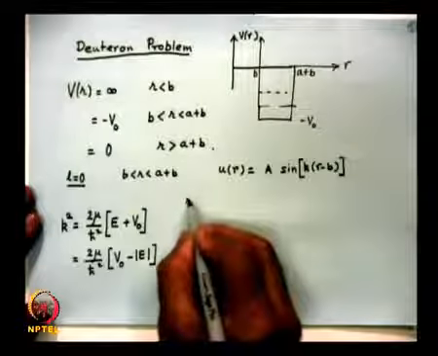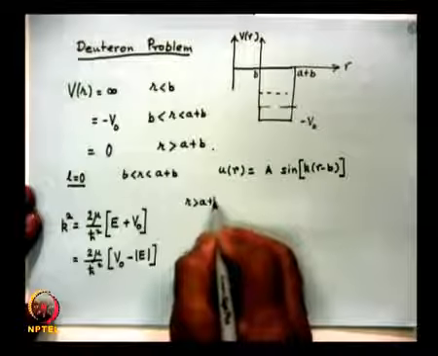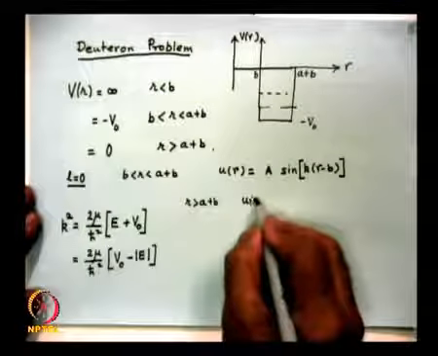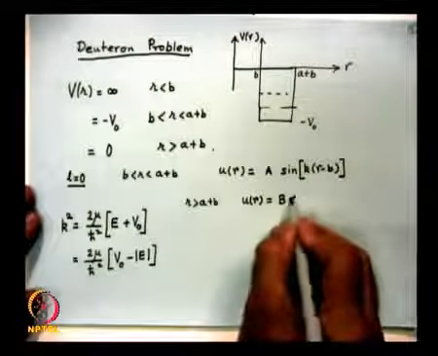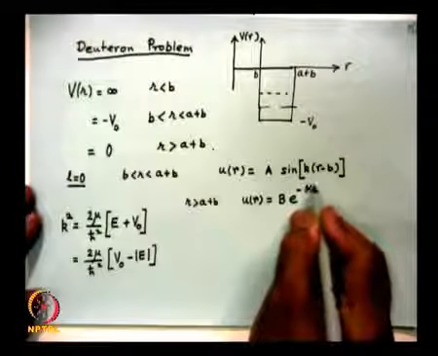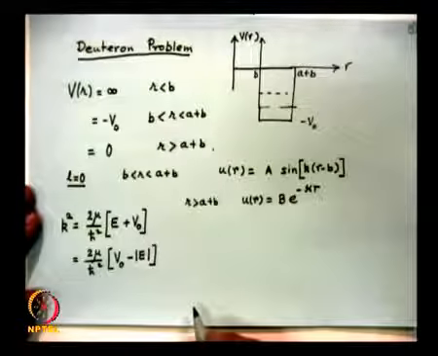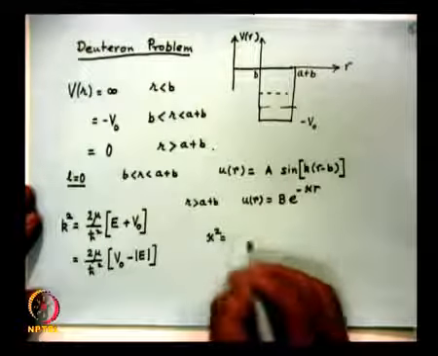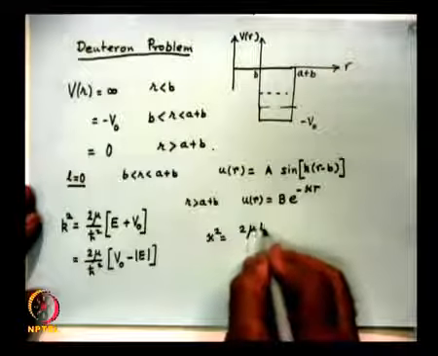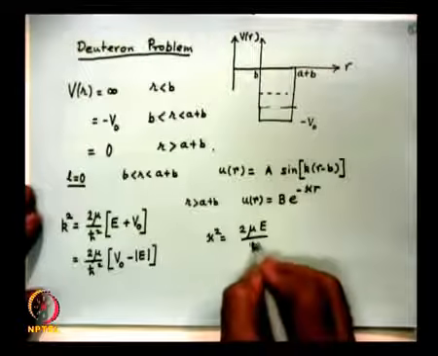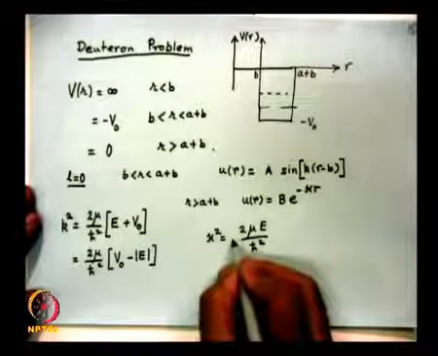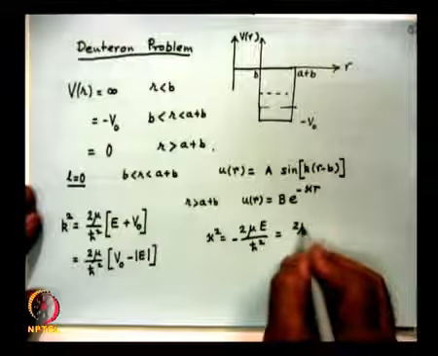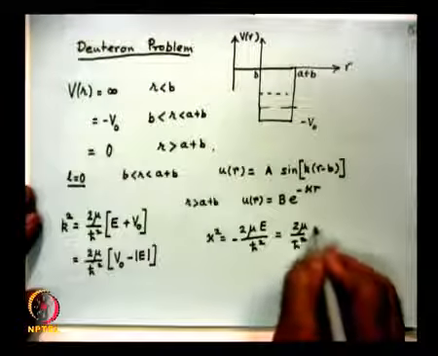Then for r greater than A plus B, the solutions are exponentially decaying. So, u of r, we said, will be equal to B into e to the power of minus kappa r, and kappa square was equal to 2 mu E by h cross square with a minus sign. So, this is equal to 2 mu by h cross square times mod of E.